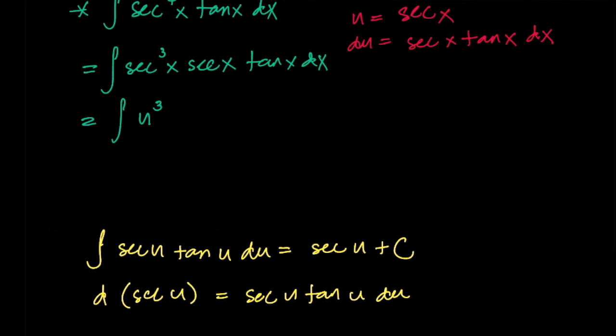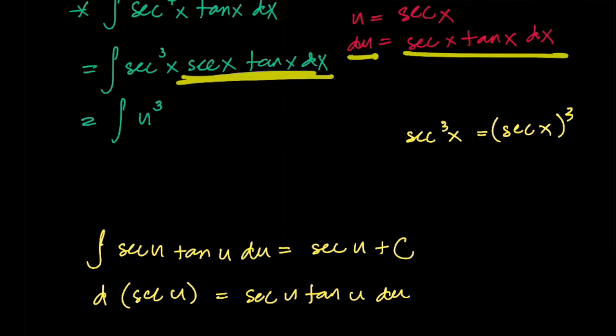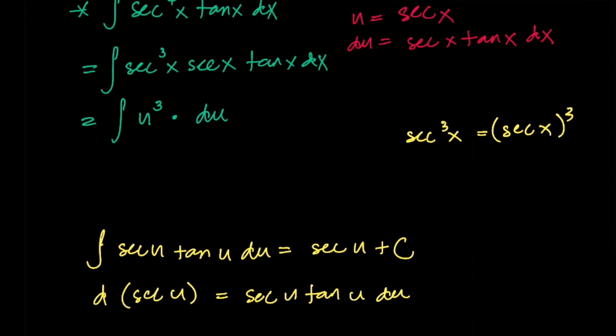Because secant cube x is just equal to secant x, close parenthesis, cube. So, the same lang yung dalawa. So, gawin na lang natin siyang cube or u cube. Then the remaining part, itong remaining part is just equal to du. So, multiply natin to by du.